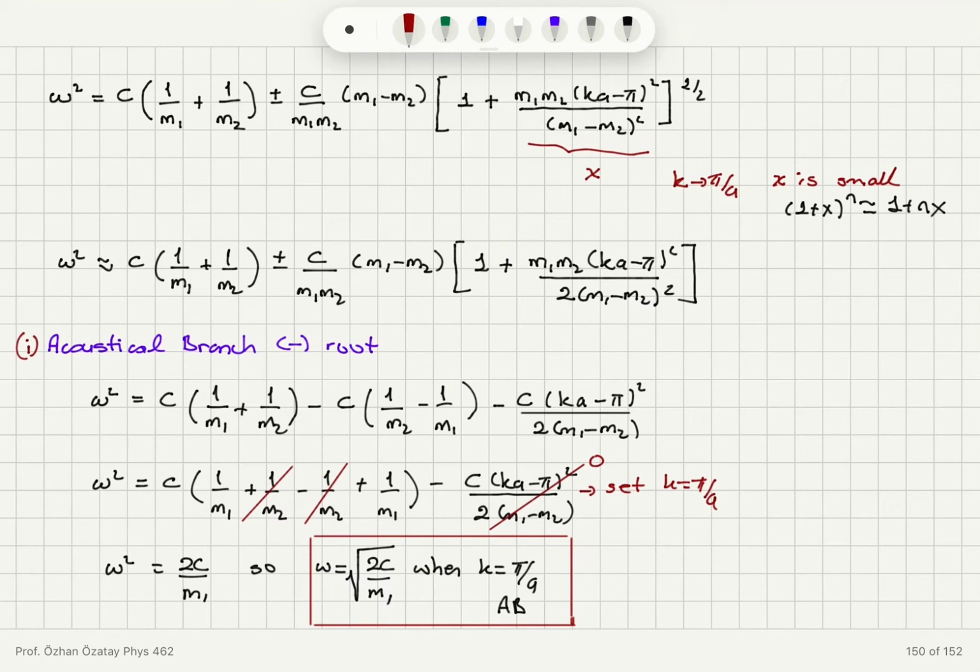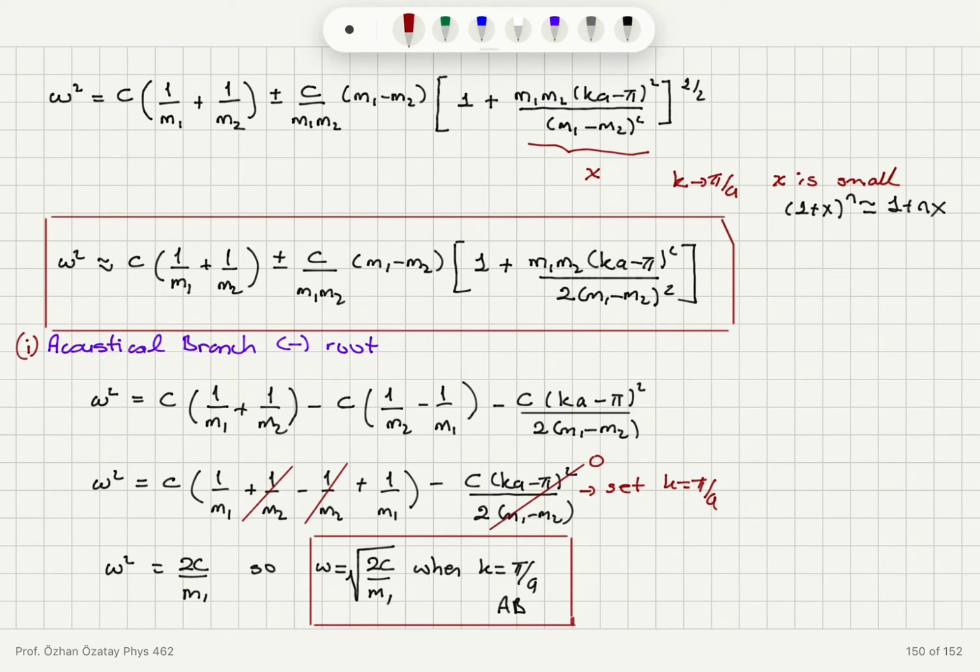So omega squared becomes c times (1 over m1 plus 1 over m2) plus or minus c over m1 m2 times (m1 minus m2) in parentheses. The square root turns this into 1 plus m1 m2 (ka minus pi) squared divided by 2 (m1 minus m2) squared. So this is at the first Brillouin zone boundary. So I'm going to work on this result in order to obtain acoustical branch and optical branch behavior.